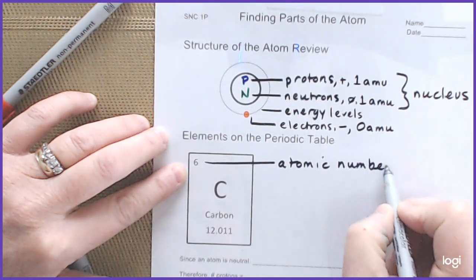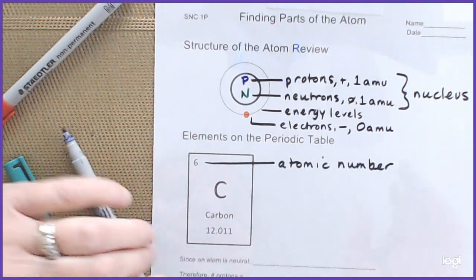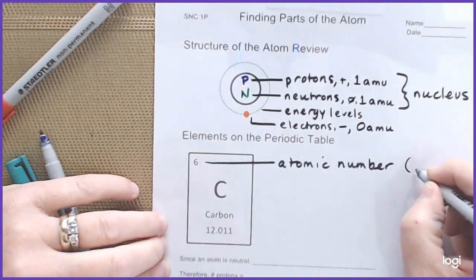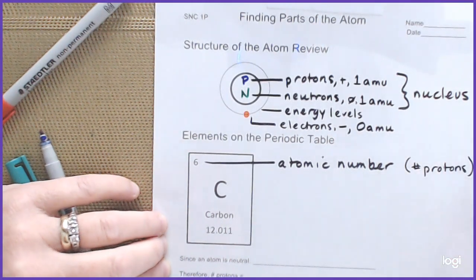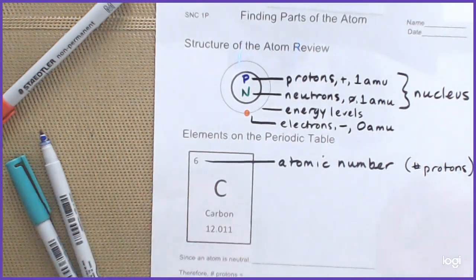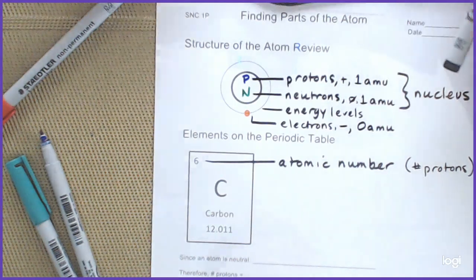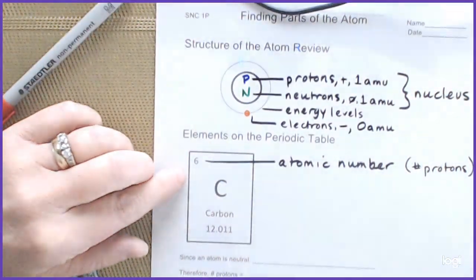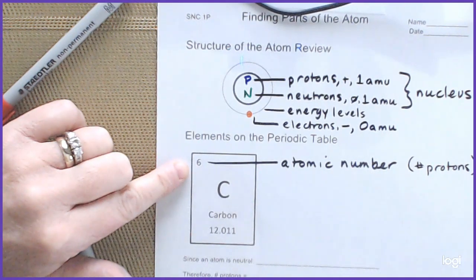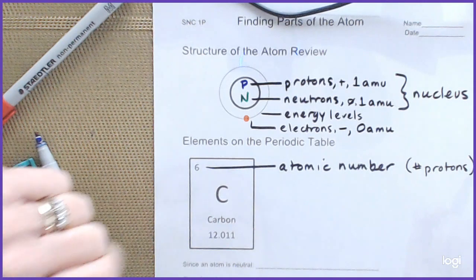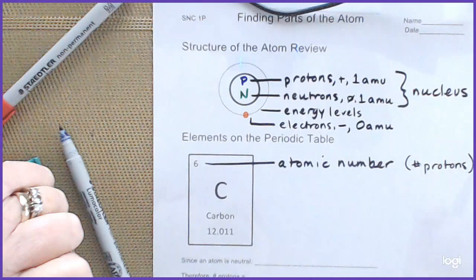And every element has its own atomic number. The atomic number is determined by the number of protons that are in the nucleus of the atom. So every element has a particular number of protons in the nucleus, and that's what makes the atom what it is. So if I wanted to know what element has 6 protons on the periodic table, I would know that it's carbon. If someone asked you which element has 6 protons, you would say it's carbon. If someone said to you, how many protons does carbon have? You would tell them 6 because it's number 6 on the periodic table.